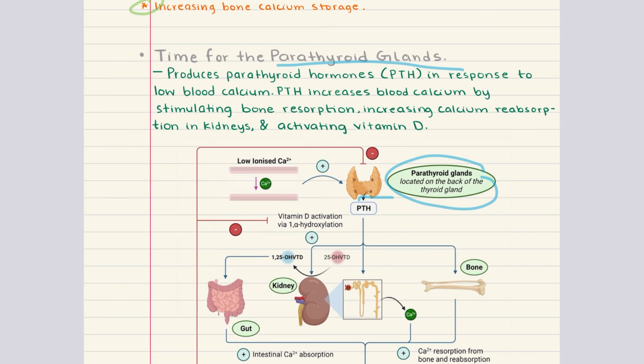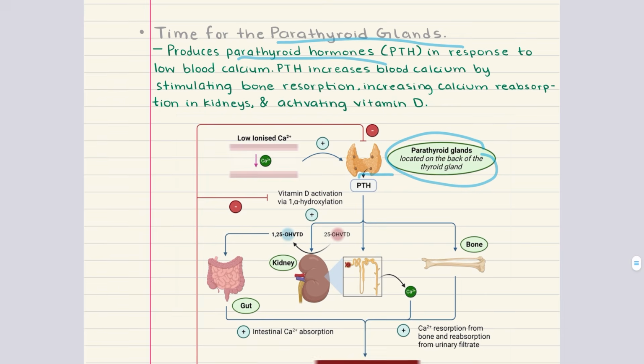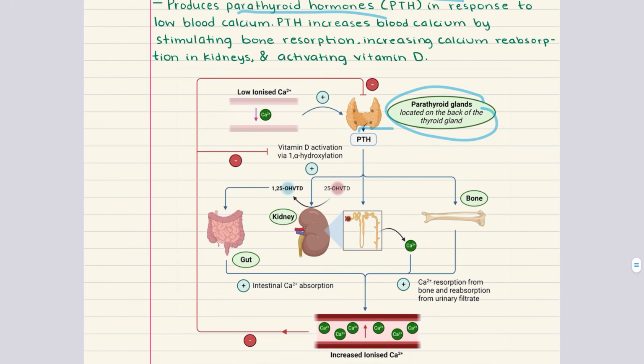The parathyroid glands secrete a hormone called parathyroid hormone, and this is in response to low calcium levels in the blood. So its main role is to raise blood calcium concentrations back to normal. And it does this through three major mechanisms, which you see in this diagram. First, it stimulates bone resorption. This means it activates specialized cells that break down bone matrix and release calcium from the bone into the bloodstream.